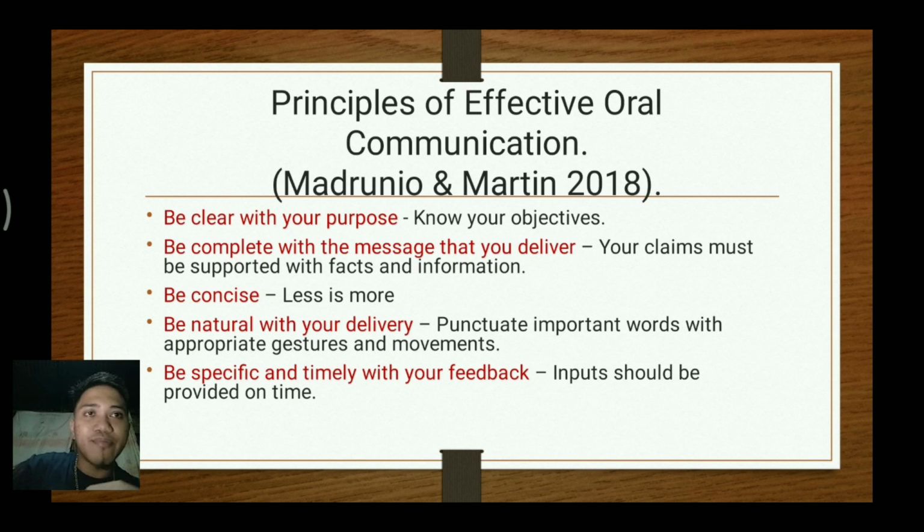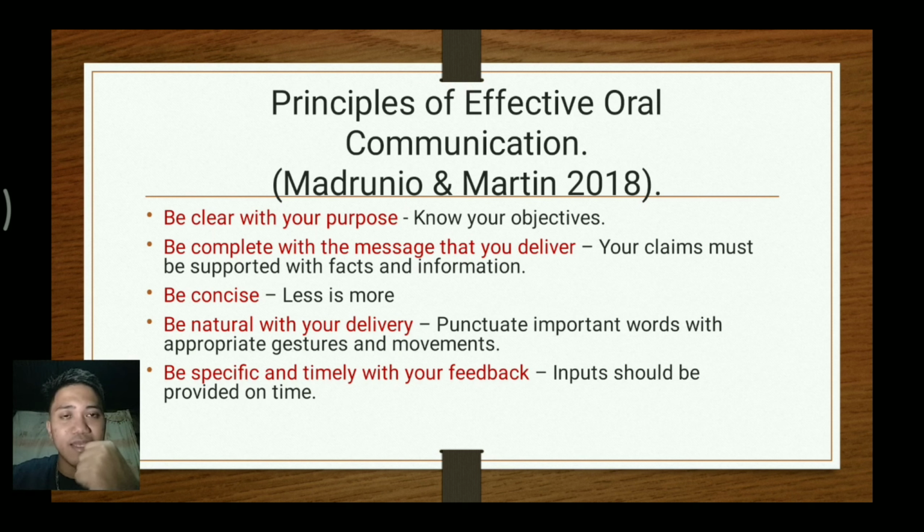Okay. Principles of effective oral communication, Madronio and Martin, 2018. There are principles of effective oral communication according to them. Be clear with your purpose, know your objectives. Be complete with the message that you deliver. Your claims must be supported with facts and information. Be concise. Less is more.